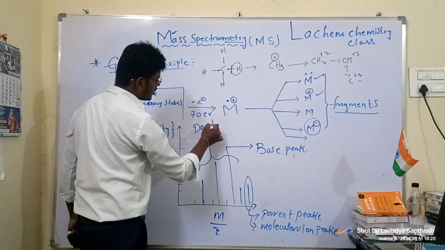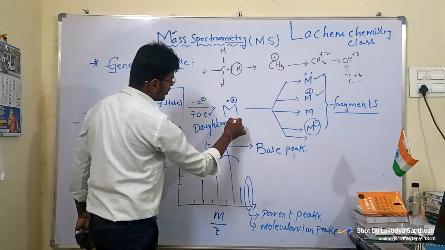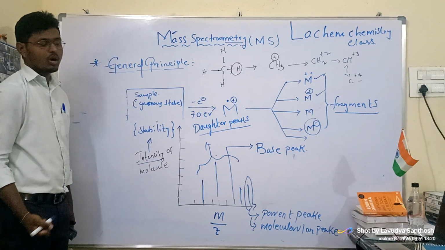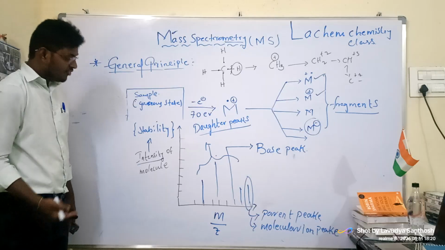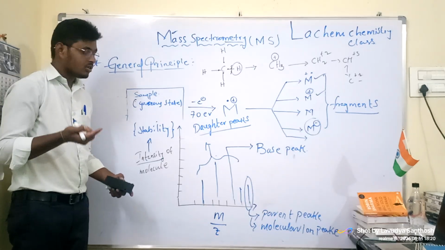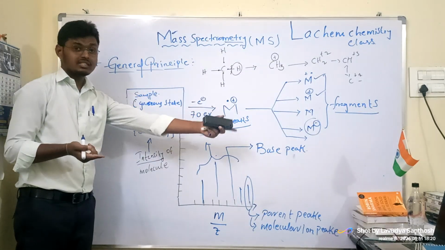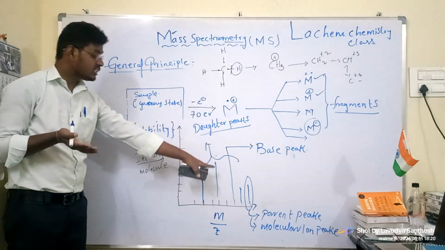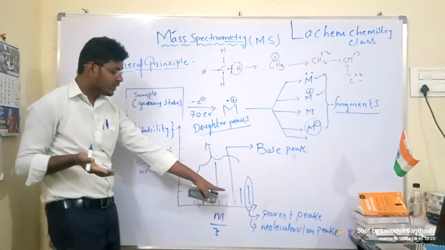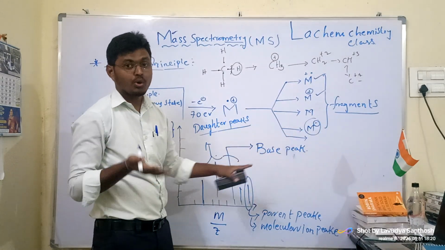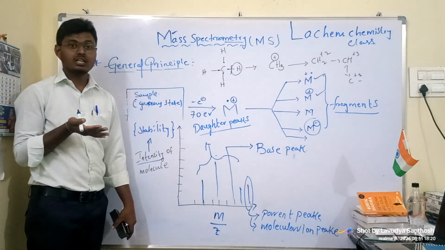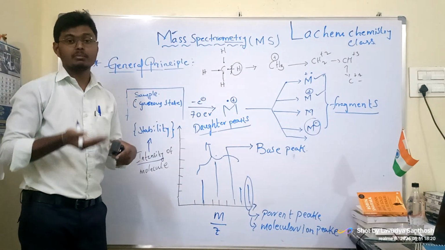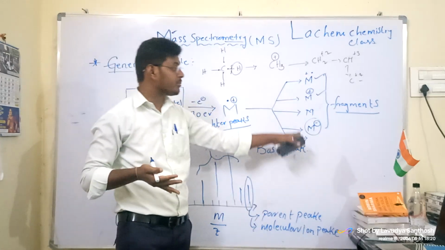Okay, daughter peaks. This is what you have to remember. If the stability of the carbocation is high, then its peak is very high. If the peak is lower, then its stability is very less. The higher the stability, the lower the fragmentation generation. The lesser the stability, the higher the generation of fragments.